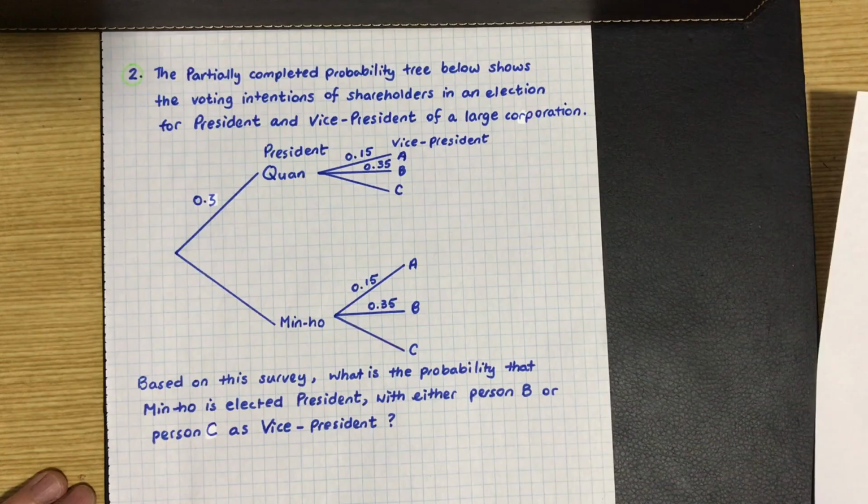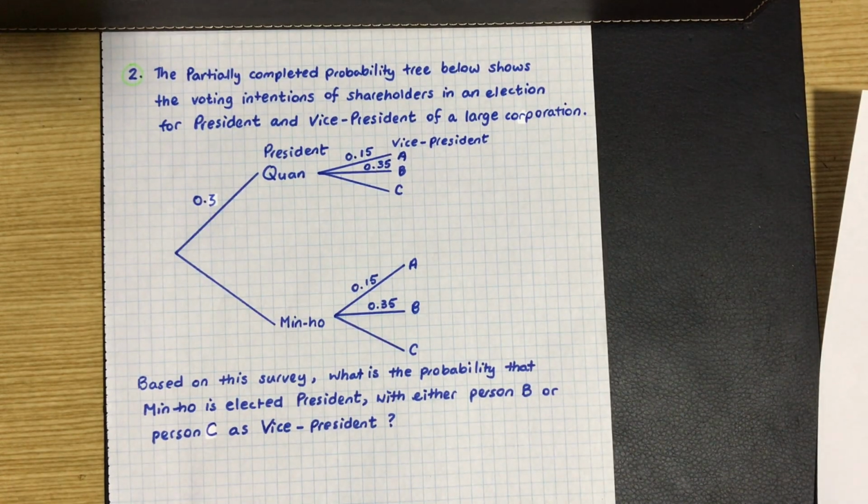So question 2, probability. The partially completed probability tree below shows the voting intentions of shareholders in an election for president and vice president of a large corporation. So we have Kwan and Minho as the president, and for vice president we have person A, person B, person C. So based on this survey, what is the probability that Minho is elected president with either person B or person C as a vice president?